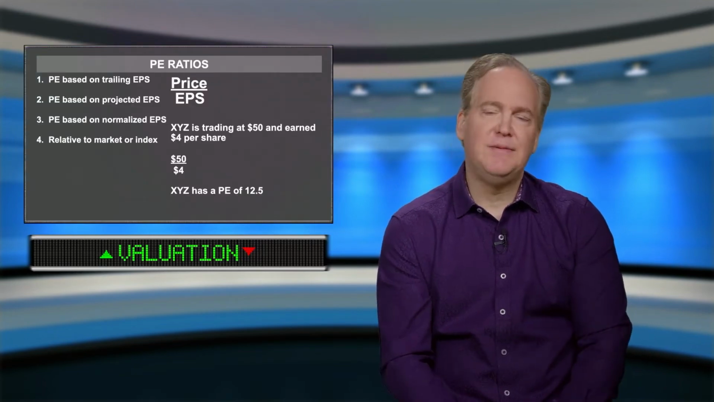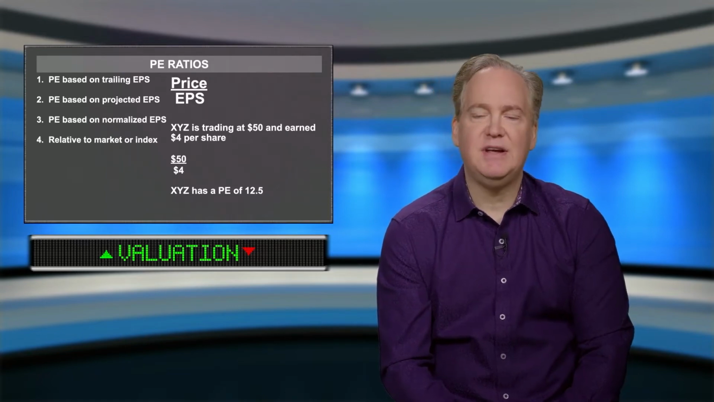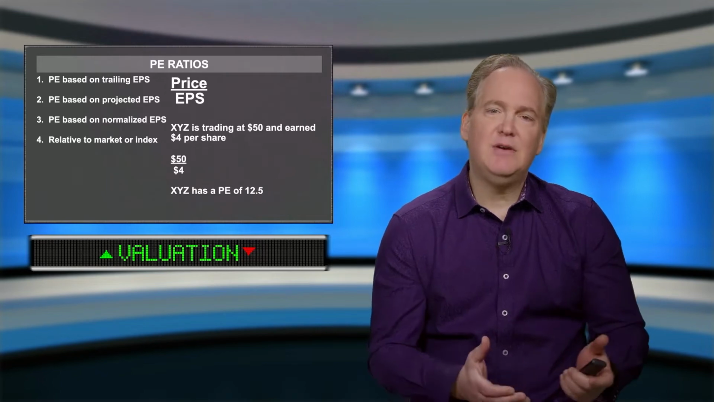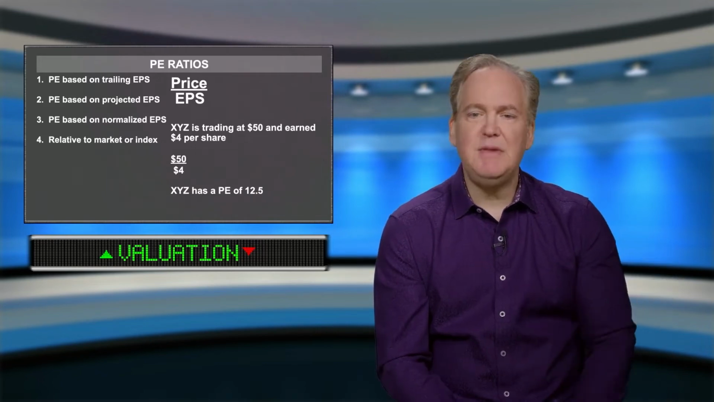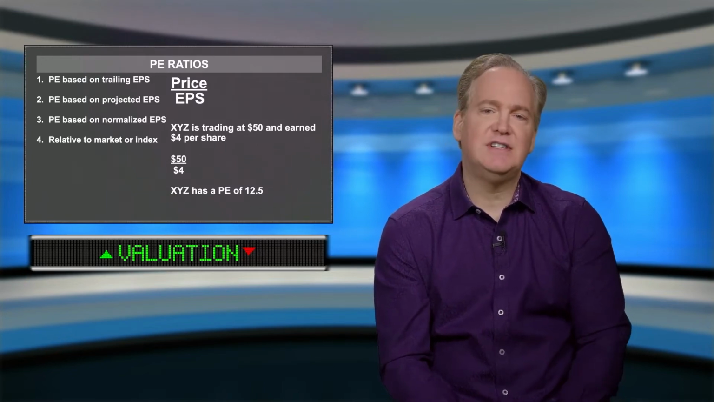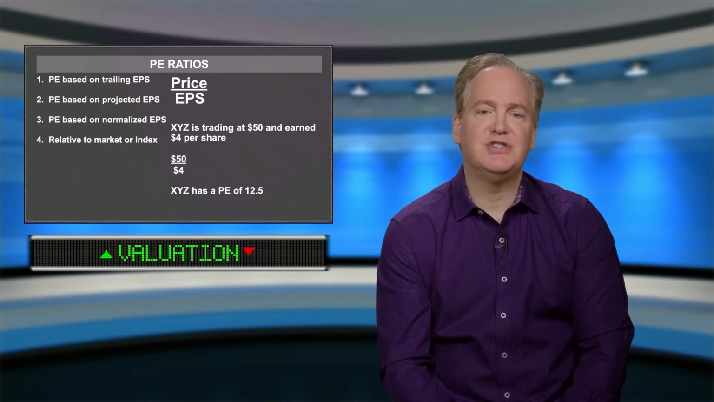So let's jump in here, and we'll start off with a valuation ratio most of us are familiar with, and that is the PE ratio, or the price earnings ratio. The PE ratio is measuring the value of the stock relative to its earnings per share. And it's a very simple calculation. It's the price of the stock divided by the earnings per share.